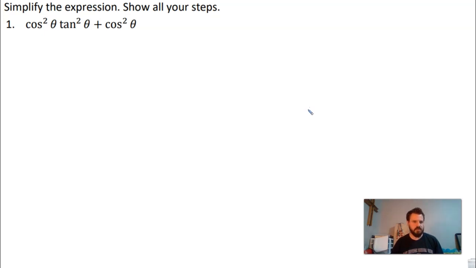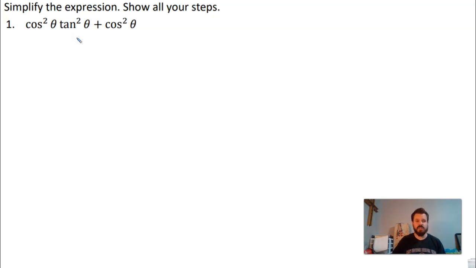All right, practice test problem 1. Let's rock and roll. Simplify the expression. Here's my expression. Now, the thing that should be sticking out at you with this one is I have two terms, two things being added together, and they both have a factor of cosine in them.